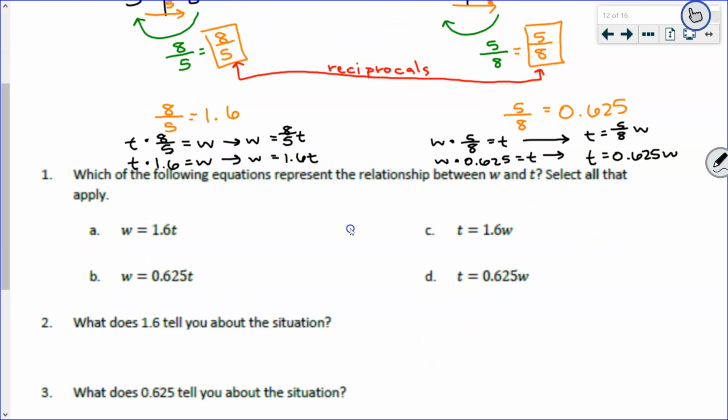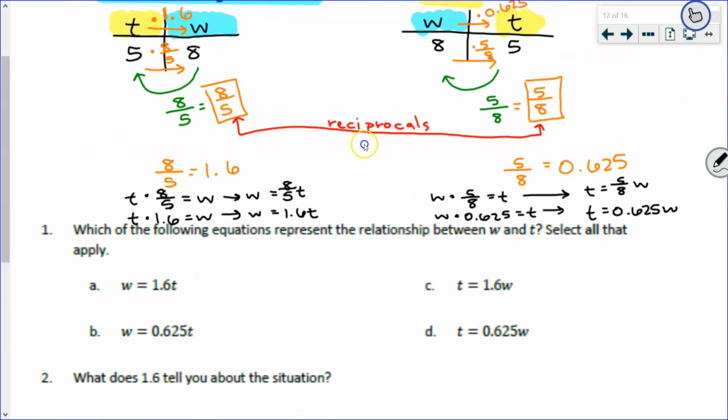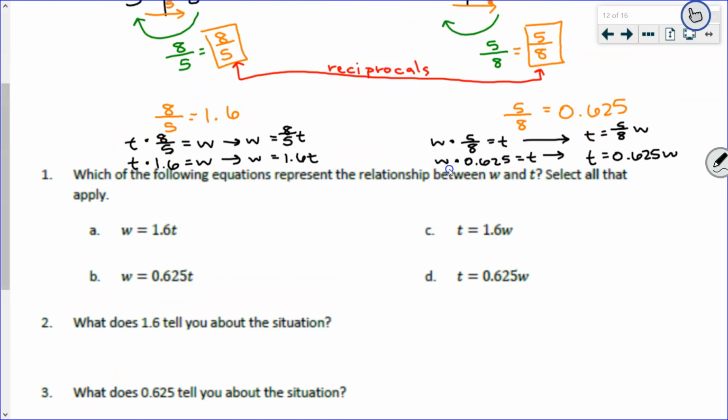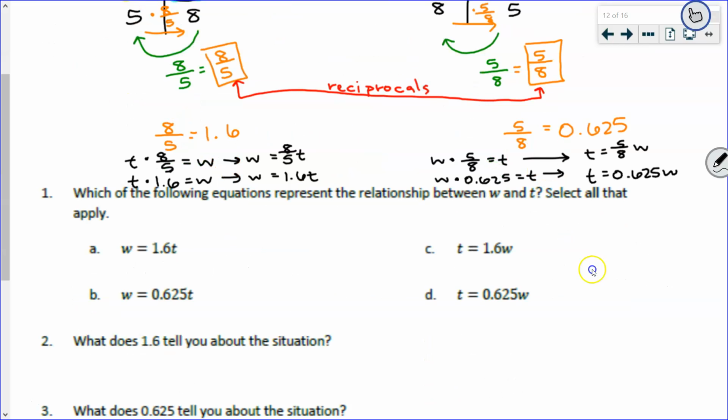Now we have taken the time to write our own equations for this situation. What do we do with that information now? Well, the first question is saying which of these equations represent this relationship. So I took this step knowing that we needed to write the equations, and I decided to write the equations so that now I know which equations work, and now I can find them here among that multiple choice situation.